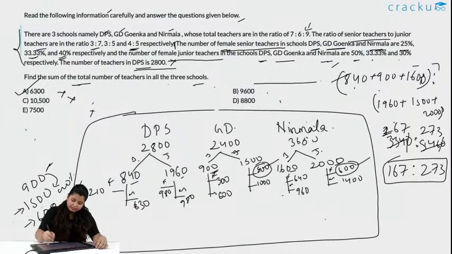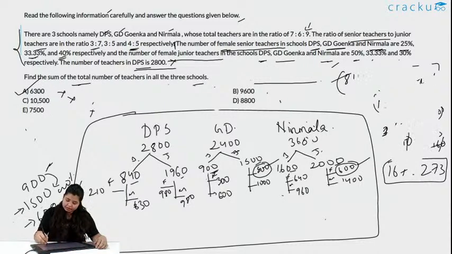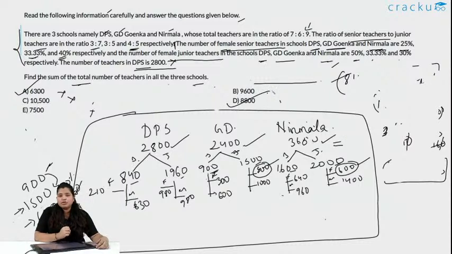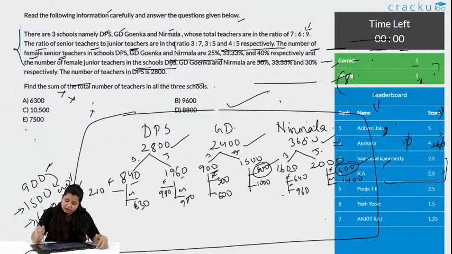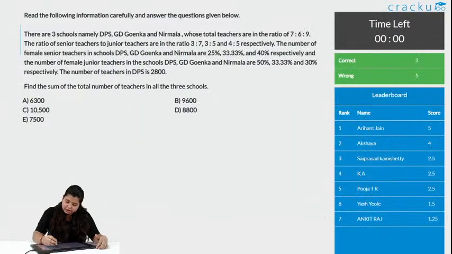Okay, the 5th question says, find the sum of total number of teachers in all the 3 schools. So, this is very easy, you just need to add 2800 plus 2400 plus 3600. When you add them, what you get is 1200 plus 600 is 2400. So, you get 8800. Option D is the correct answer, not option A, that was for the last one. Option D is the correct answer. And let us check the leaderboard. 3 people got this correct and 5 wrong.